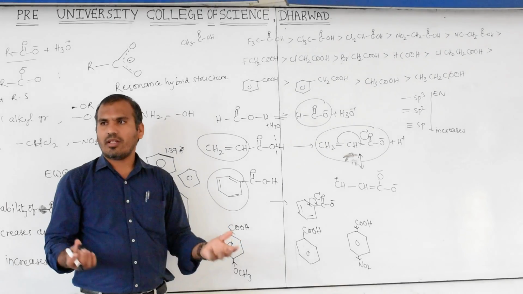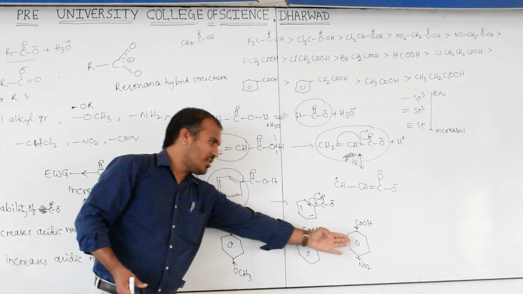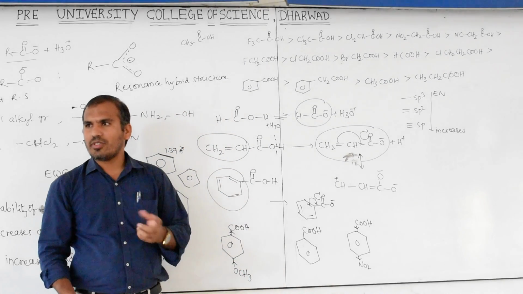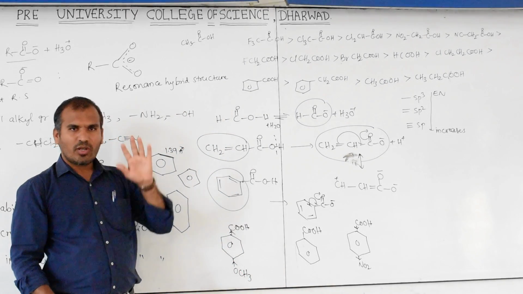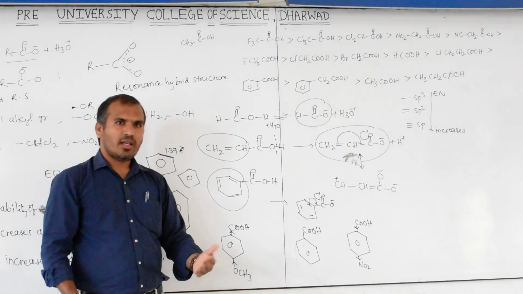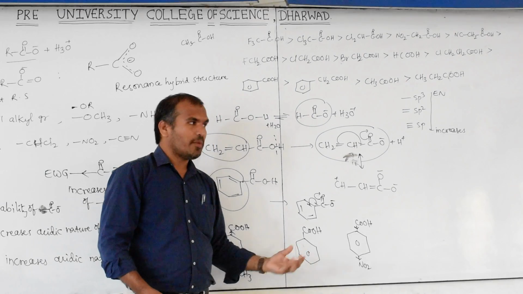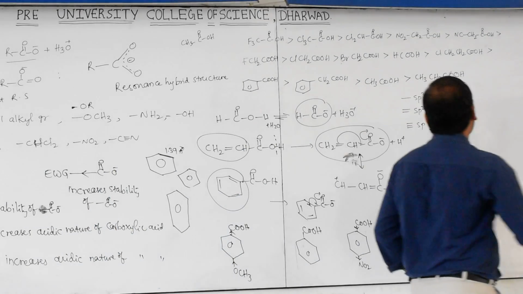But in the examination they may not give the middle also. They will give this is first, this is the second, this is the third also they may give. You have to understand which is the more acidic, which is the less acidic. Donor group decreases the acidic nature. Electron withdrawing group increases the acidic nature. This is the order. So I will do the homework for you. You have to decide.